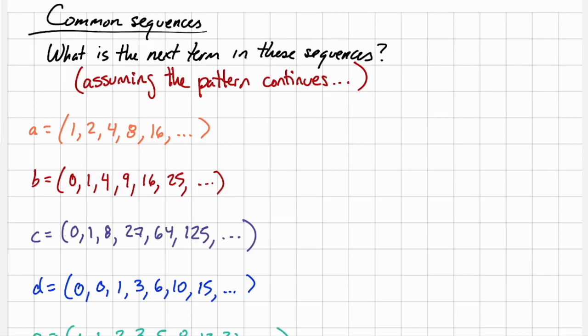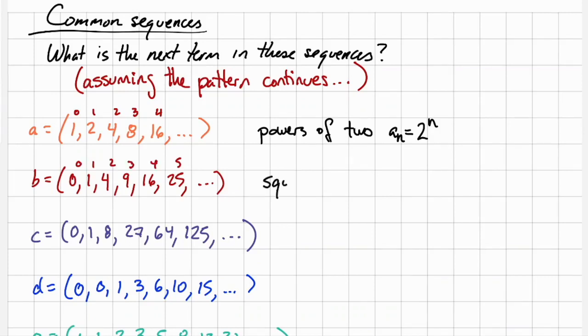Let's end this video by talking about some common sequences that you may have seen before. Here's the sequence 1, 2, 4, 8, 16. This is the sequence of powers of 2. The nth term is 2 to the n. Sequence B is 0, 1, 4, 9, 16, 25, which are the square numbers. b sub n is equal to n squared.